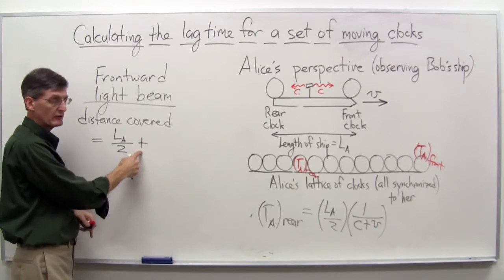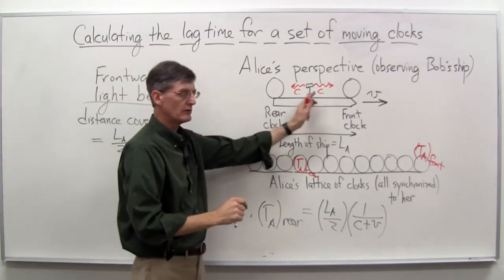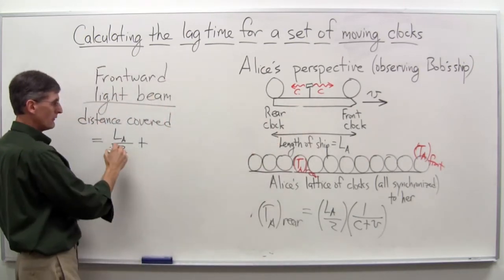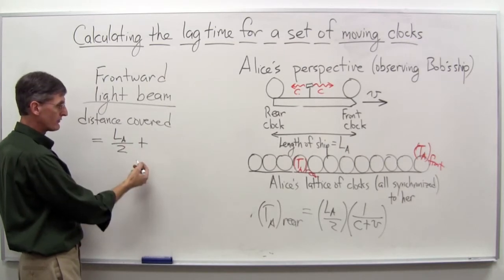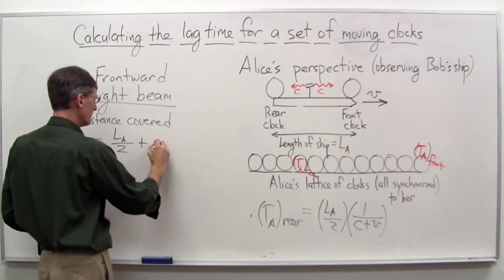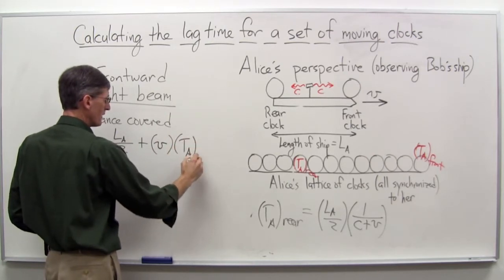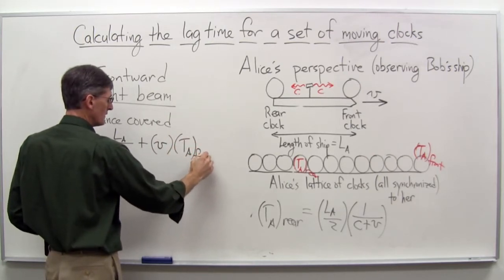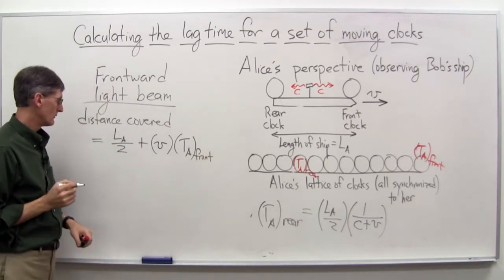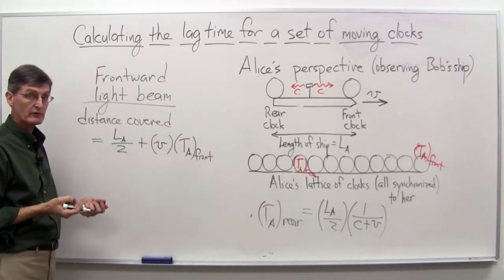Last time this was a minus sign because the rear was getting closer to the rearward going light beam. So it's plus V times Alice's clock reading when it hits the front. So that's the distance covered.